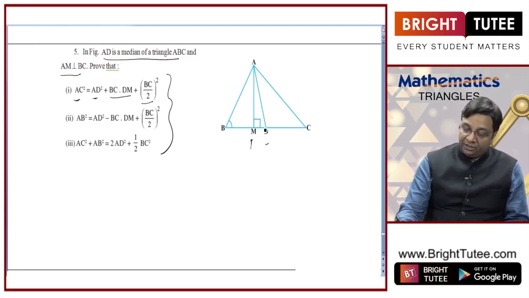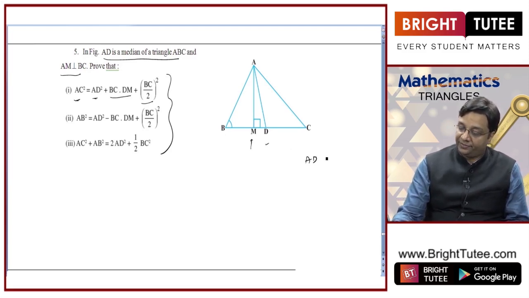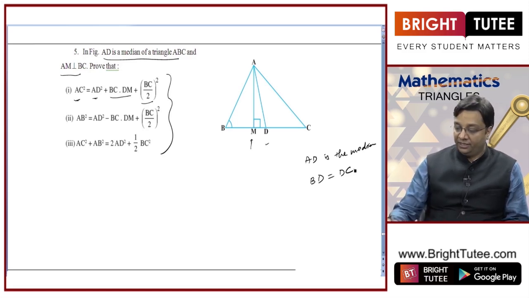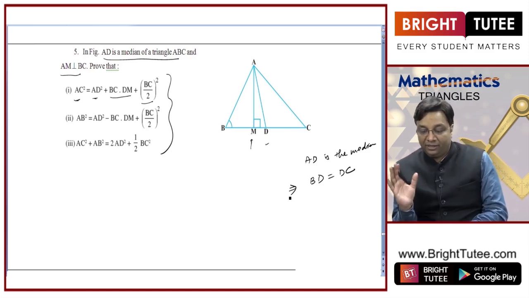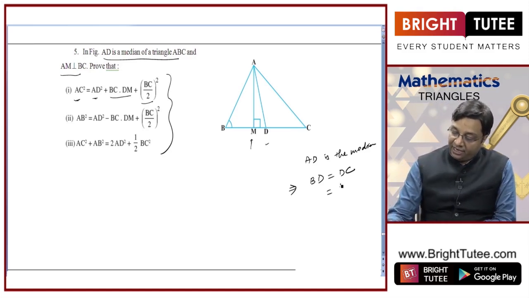Now see, AD being the median, AD is the median. So what I can say about BD and DC, these are equal, right? BD and DC are equal. So if I want to change BD into DC or DC into BD, I can do that, and they are half of BC.